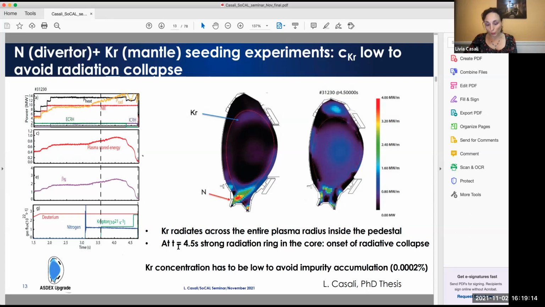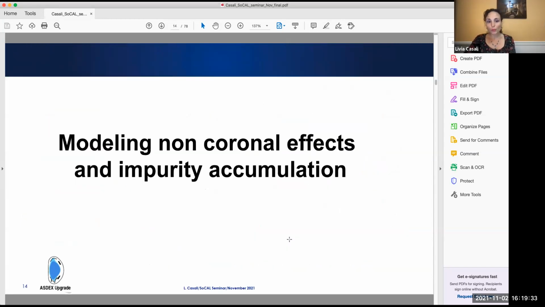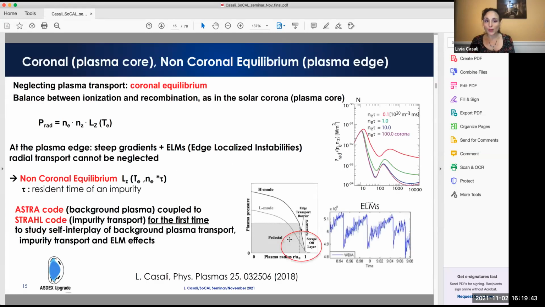So later on, with some calculations, we were able to determine that a krypton concentration below this amount that I'm writing here was needed in order to avoid impurity accumulation in the plasma. Now, while we treat impurities, important effects that we need to take into account are these non-coronal effects.